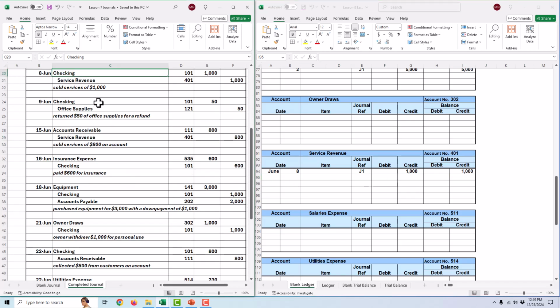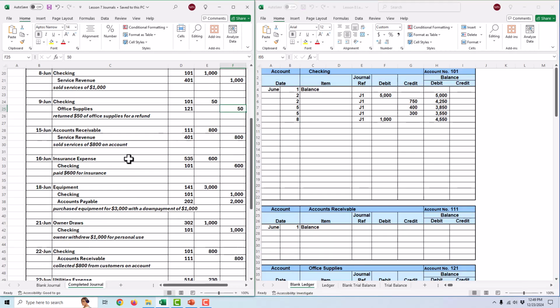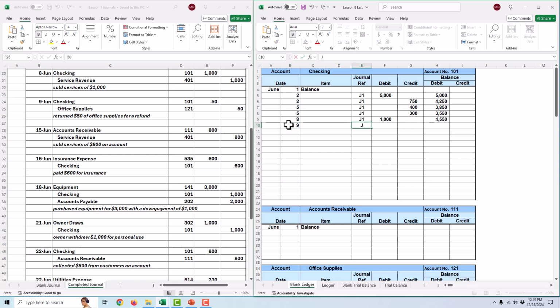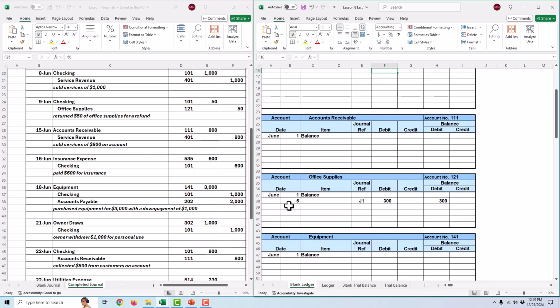Okay, let's go to the next one. We had a debit to checking of $50 and a credit to office supplies of $50. So let's go back up to checking. We would put the date, the journal reference. It was a $50 debit to checking. There was already $45.50 in the account as a debit balance. We would add the additional $50 debit to get a $4,600 debit balance. Two debits add together. And then we would find office supplies and put that transaction in here.